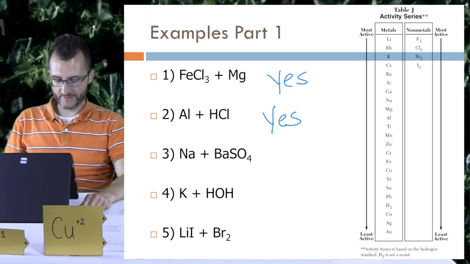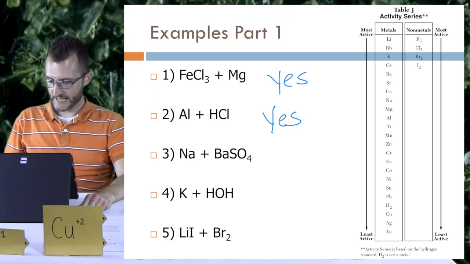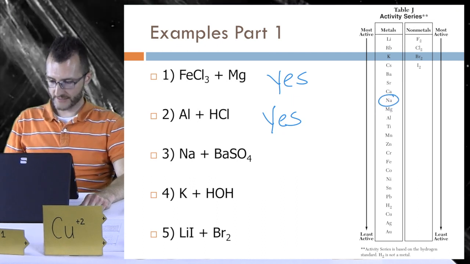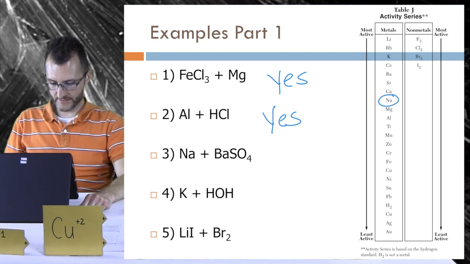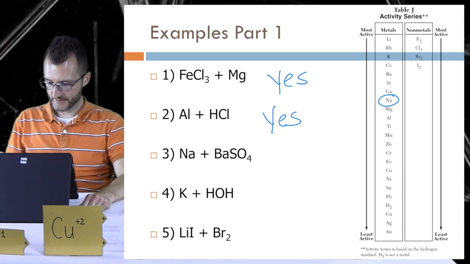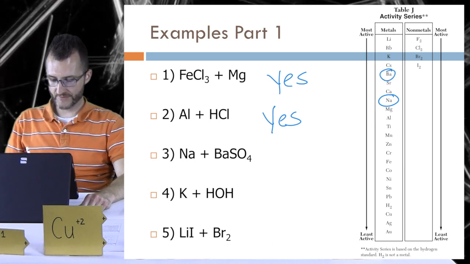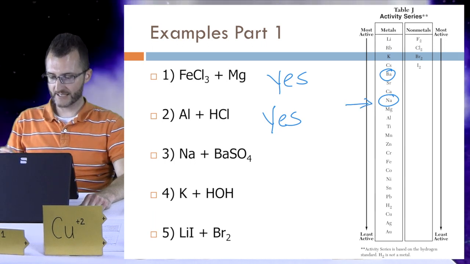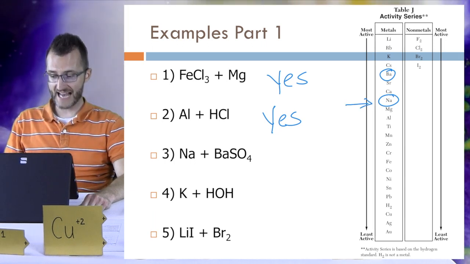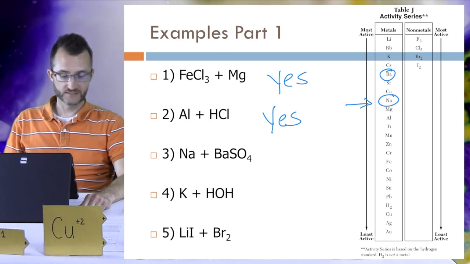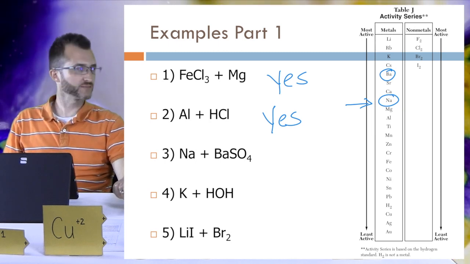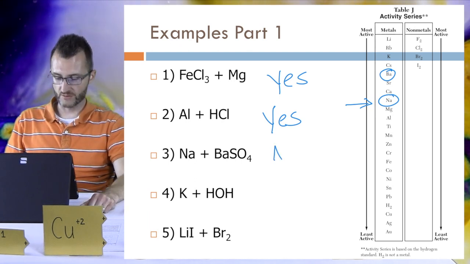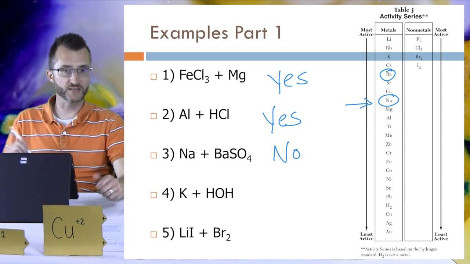All right, good. So I've got Na as my single element and Na is right here. And in the same column with Na is Ba. So we found the two metals. It looks though like Na is actually lower, so less active than Ba. That's right. So if it's less active, that means it can't replace it. So this reaction? No, there's no single replacement reaction that will occur.